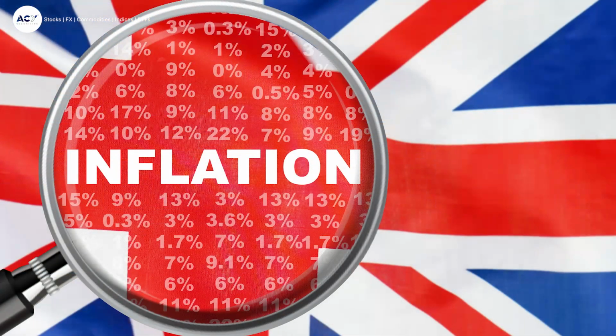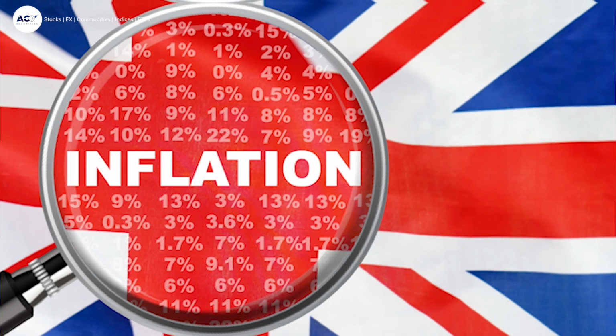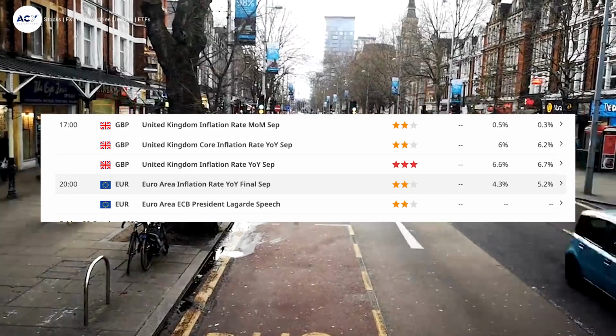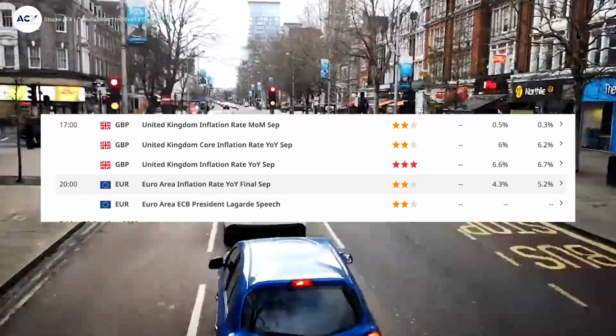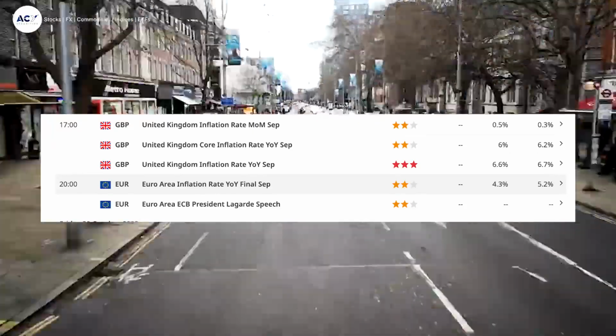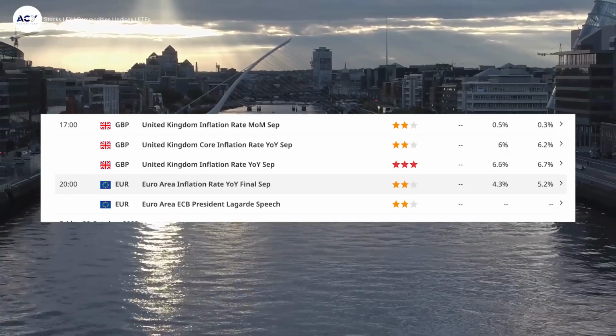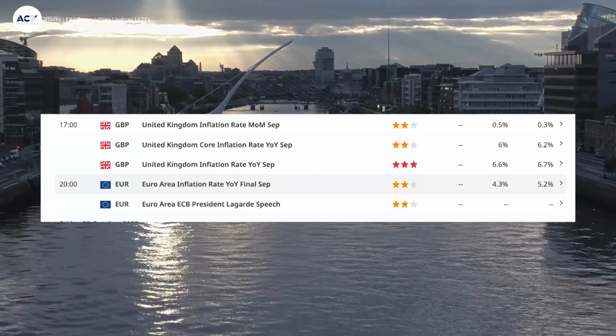And today I want to talk about a few big news events coming up. The first one will be the CPI from the UK, the year-over-year from September last year to September this year. The previous was 6.7% and the consensus is 6.5%. So everyone is expecting around 6.5%. I'm expecting around 6.3%, 6.2%.